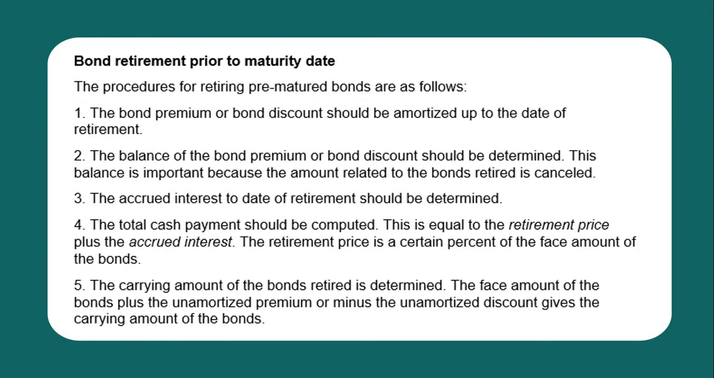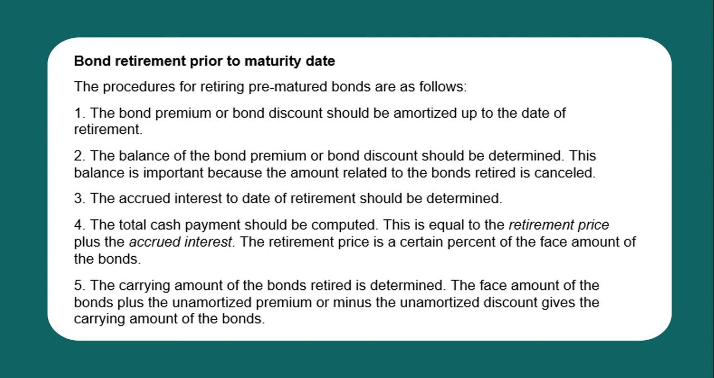First step is to update the amortization of the bond premium or discount. Then after updating, we need to determine how much is the balance of your unamortized bond premium or discount. And after getting the unamortized bond premium or discount, determine the accrued interest, for it will be used in determining the total cash payment. Total cash payment includes the retirement price plus the accrued interest.